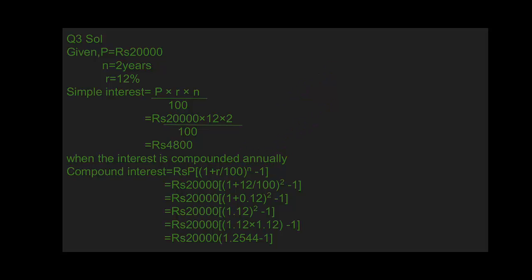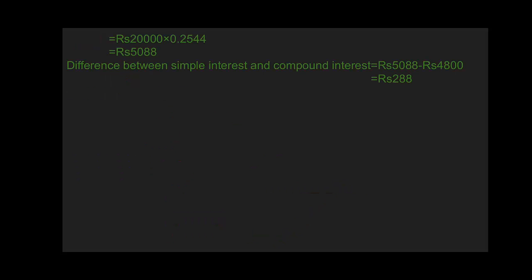Now the interest is compounded annually. So using the same formula, putting the values, 1.12. After adding, you'll get 1.12. Taking the square and subtracting, it'll give you 0.2544, which after multiplication you'll get 5088. Now you have to find the difference between simple interest and compound interest. So subtracting will give you 288. So this will be the answer.